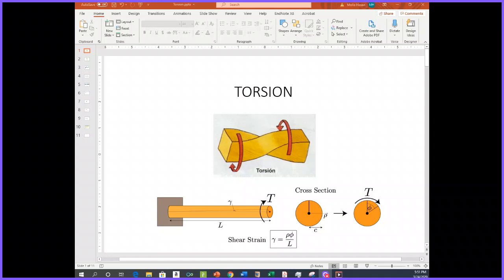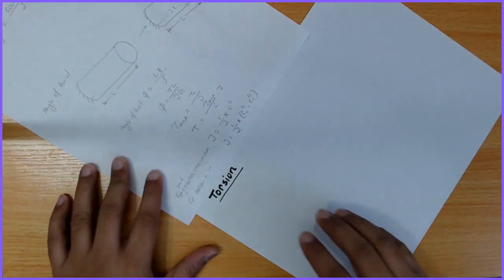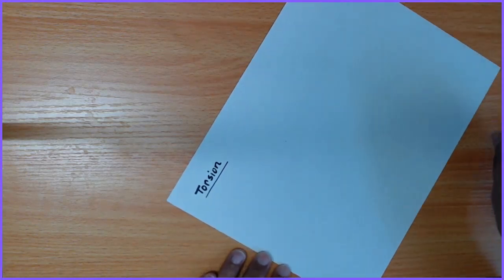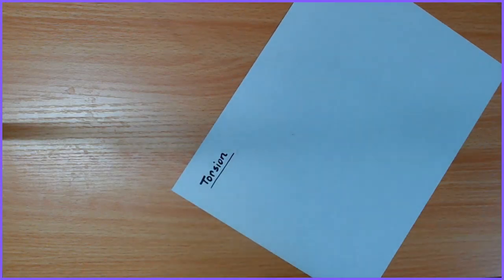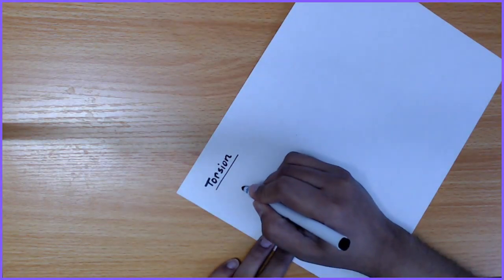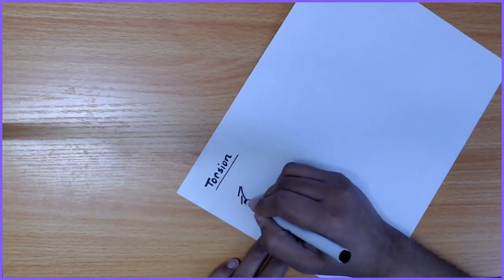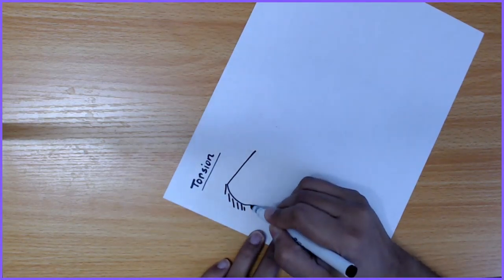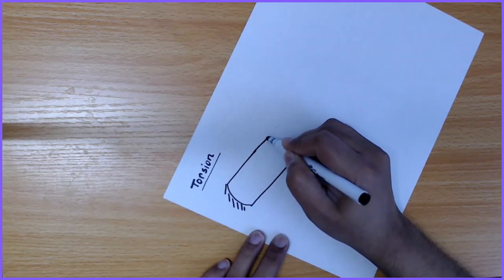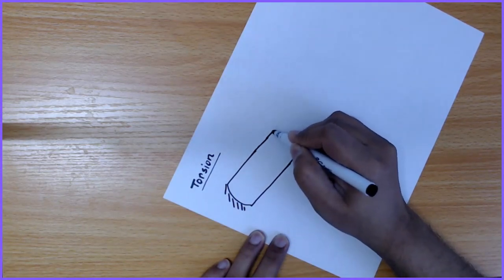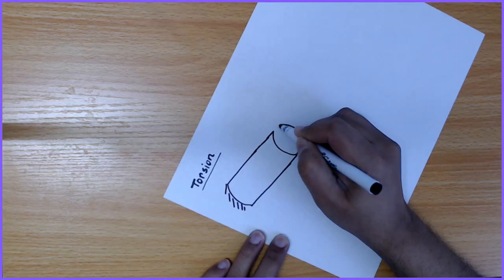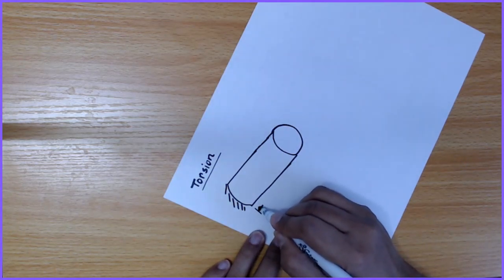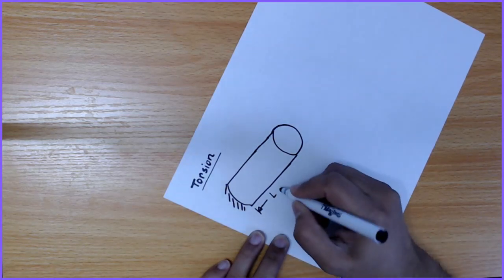So let's start. We are going to first recap what we have learned the other days. So, consider a shaft which is fixed at one end, and this shaft has a length L.